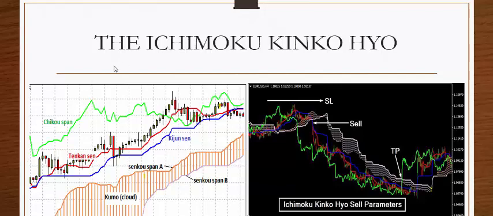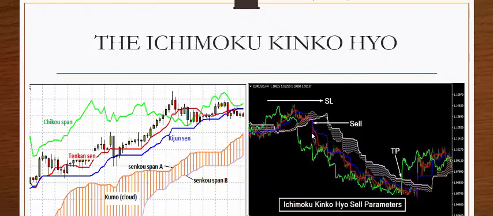So the Ichimoku Kinko Hyo, when translated, means one glance equilibrium chart. Pretty much, just by looking at the chart, you're seeing every level of support, resistance, direction of the market, the trend, etc. So the Ichimoku is one of those technical indicators that traders have found to help them trade, look for entry opportunities, be able to trend trade, and all of those.